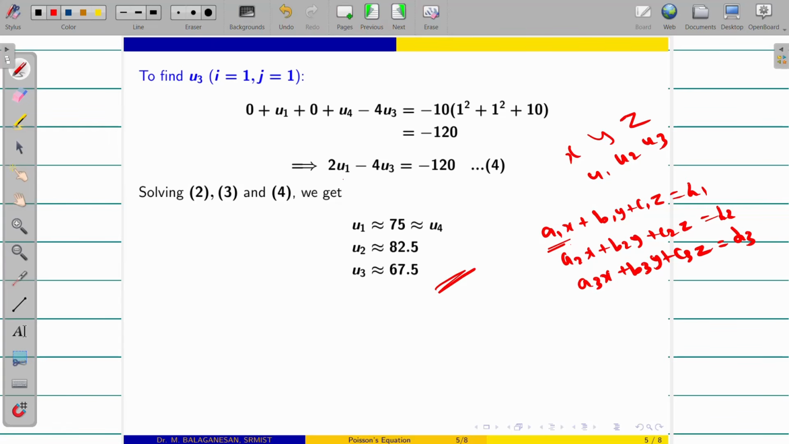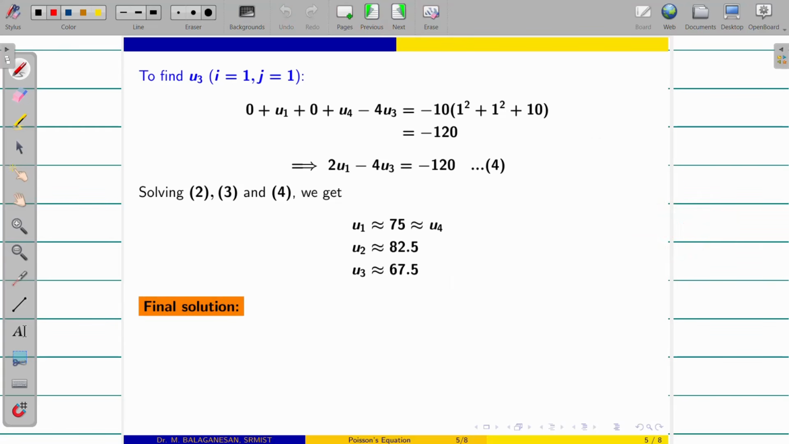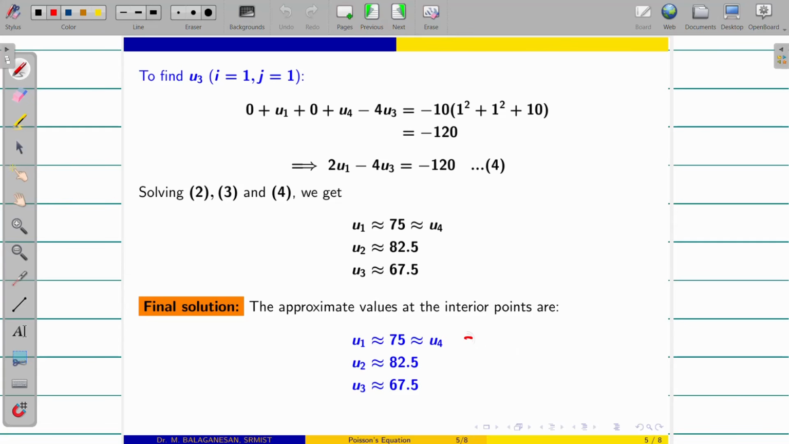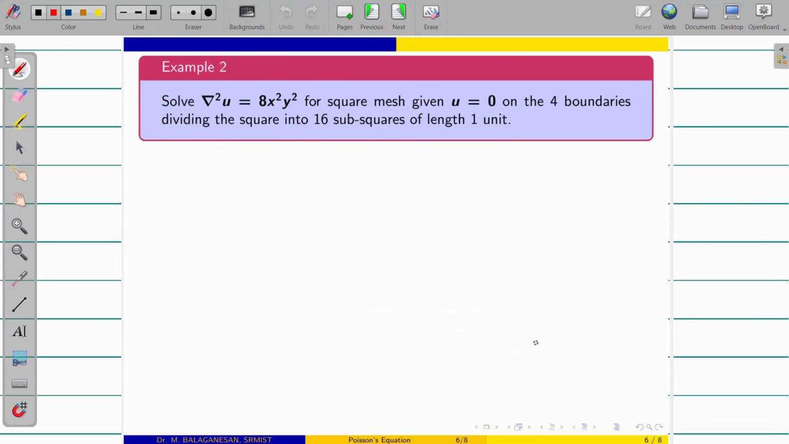That's it, guys. This is the way to solve the Poisson equation. Is it clear? I am going to choose one more equation for better understanding. Finally, I have written the answer. This is the final answer, right?